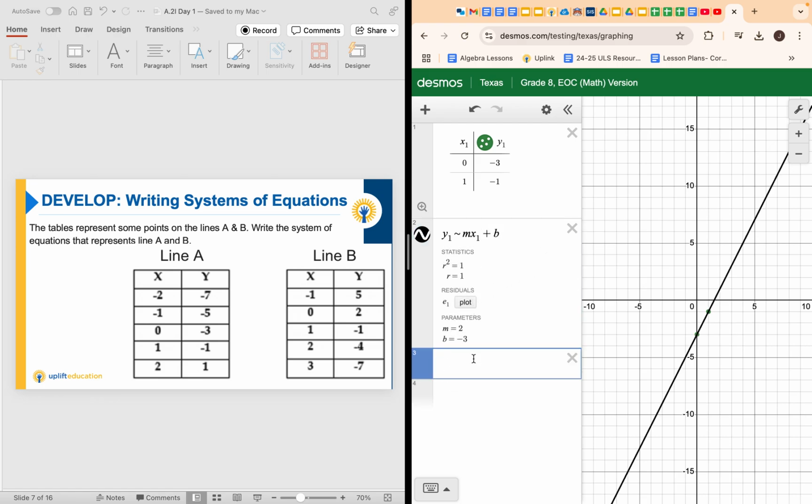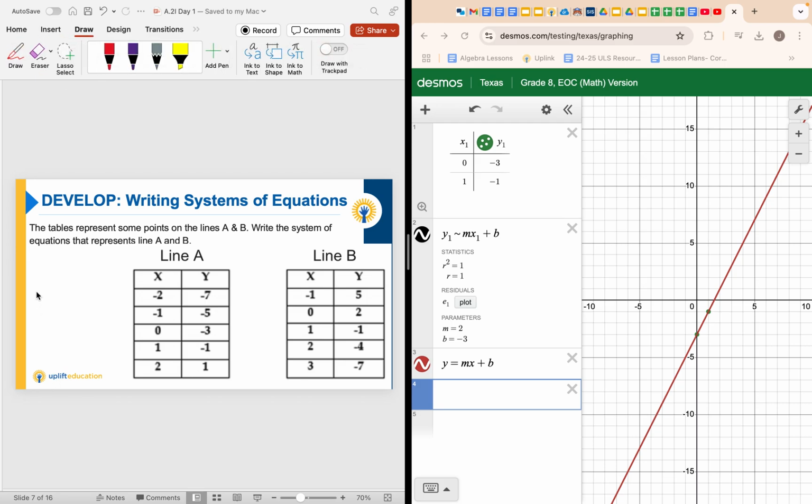So if you watched my videos before, we now know that our equation should be in y equals mx plus b form, which is also our slope-intercept form. So if I plug those in here, I can simply say that our equation for line A is y equals 2x, because 2 is the m, so we're going to plug in 2 there, and then -3 is our b, so then our first equation is 2x minus 3.